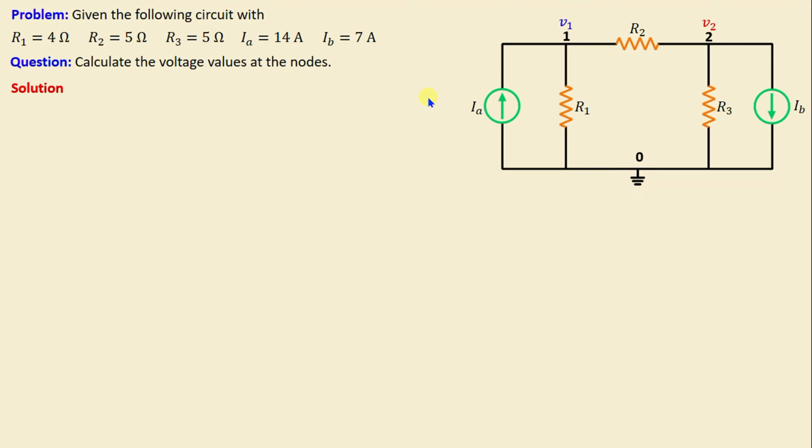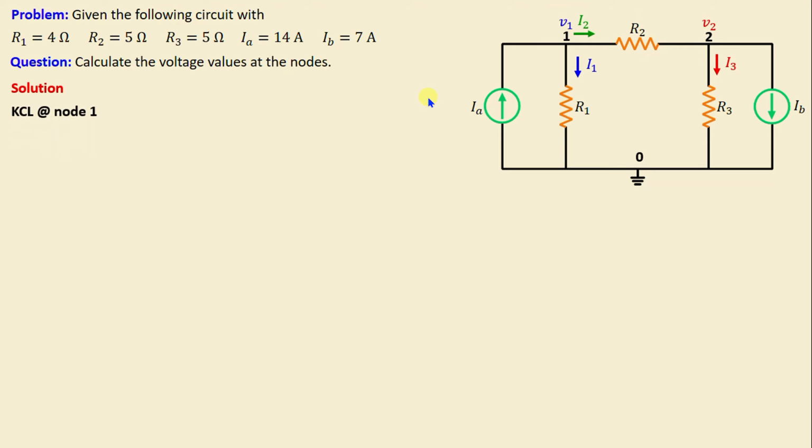Now, let's assign arbitrarily the currents in each branch, and I will consider I1 is the current through the resistor R1, I2 is the current through the resistor R2, and I3 is the current through the resistor R3. Next, we will proceed to apply Kirchhoff's current law in each node. Let's start first with node 1.